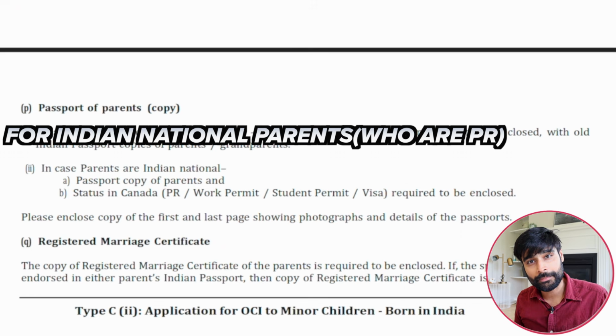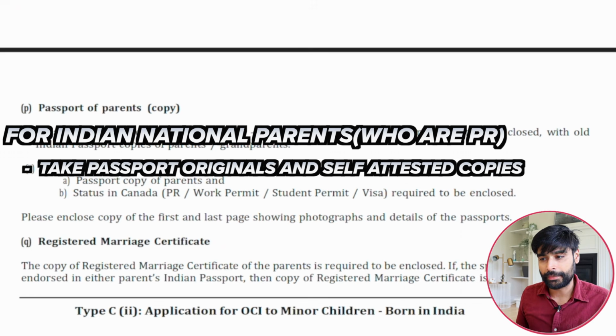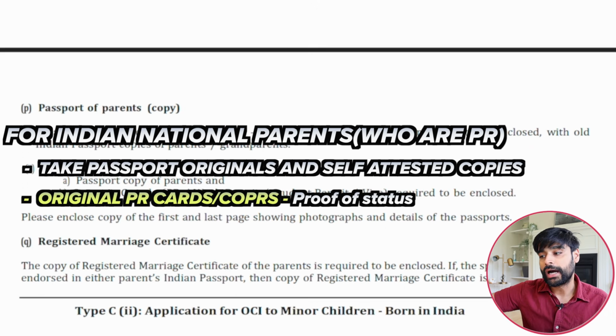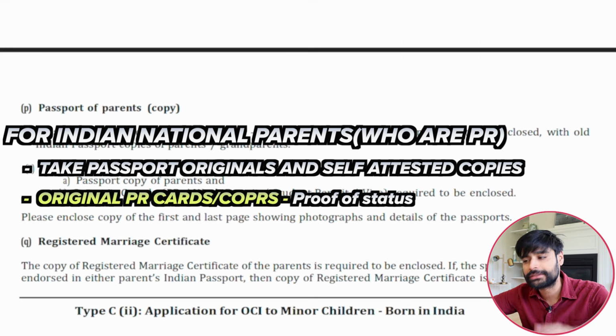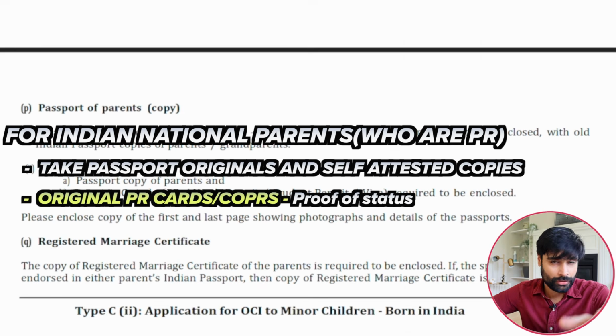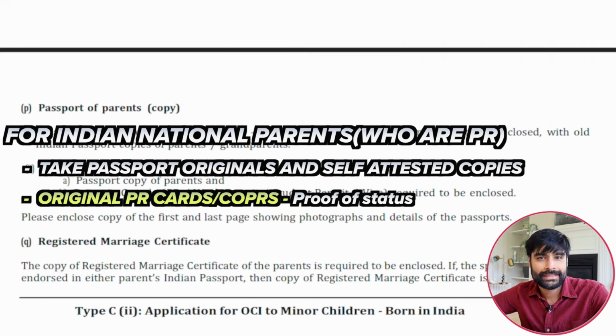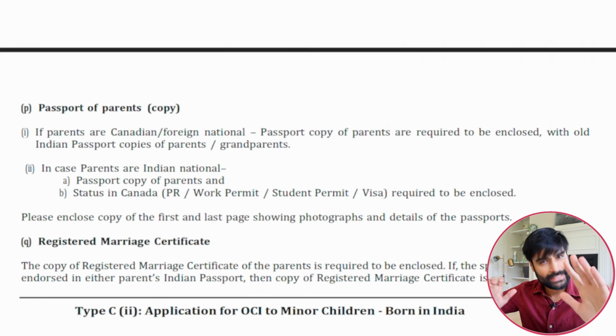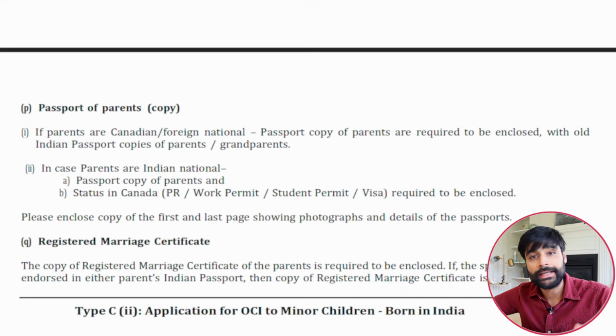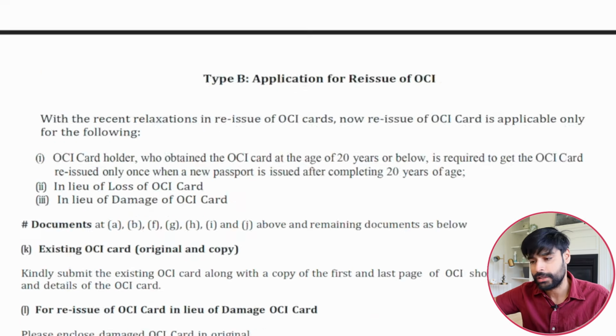So this was the case for me and my wife. We are both permanent residents in Canada. So I had to take both our passport copies. We both self-attested our copies. Additionally, I also took our original PR cards as proof of status to the BLS center. I also took the original COPRs, which are the landing papers, just to be safe, because again, having talked to a few people, sometimes the BLS staff can be really picky about PR cards versus the COPR. So it's safe to take both. So parents, if you're still Indian nationals, you must take your original status in Canada documents, whatever status you are in.